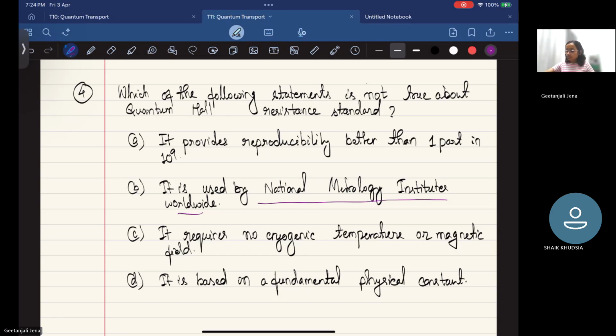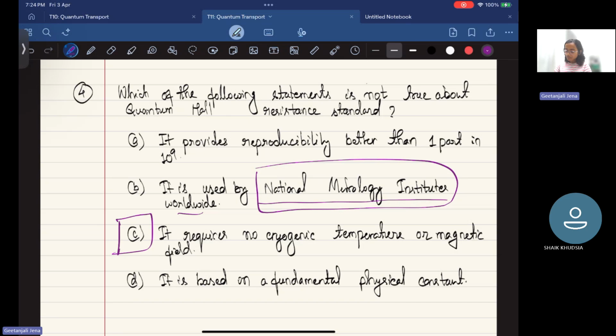Okay. So the correct option for this question is option C. Because it is a standard, the quantum Hall resistance is already used by the NMIs worldwide. But if you recall the quantum Hall experiment, we require a magnetic field to see these plateaus. And for gallium arsenide, we still need cryogenic temperature. For graphene, it is not required. We can see the quantum Hall effect even at high temperature, around 100 Kelvin. But for gallium arsenide, you still need cryogenic temperature.